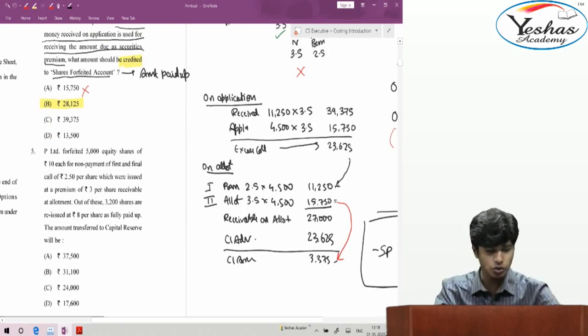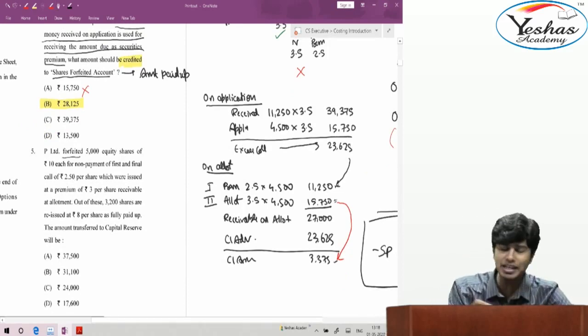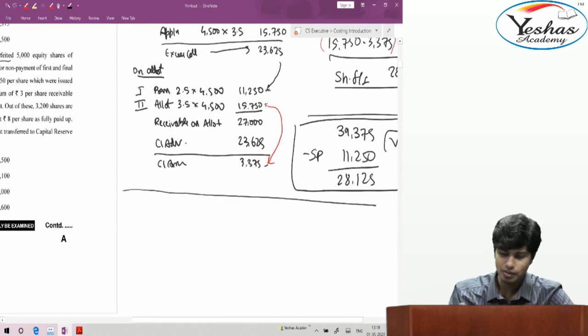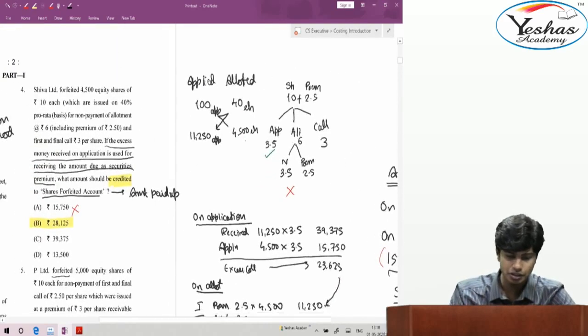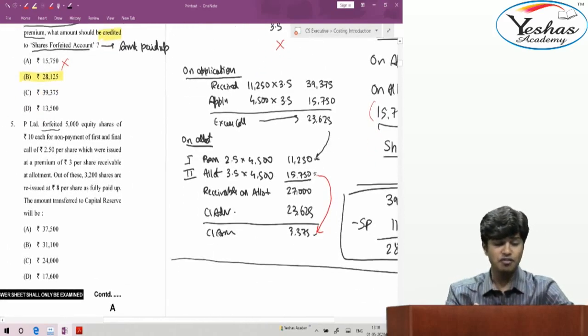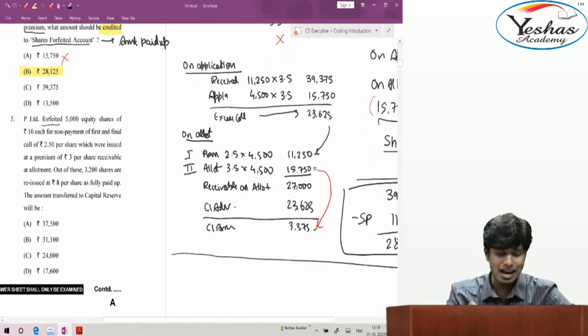So what exactly do you have in question number 5? Again, it's a question based on forfeiture, as the name says. Let me read the last line so that I understand what exactly they want, so that I'll do only according to what they want. Okay, fifth one. What do they want? The amount transferred to capital reserve.